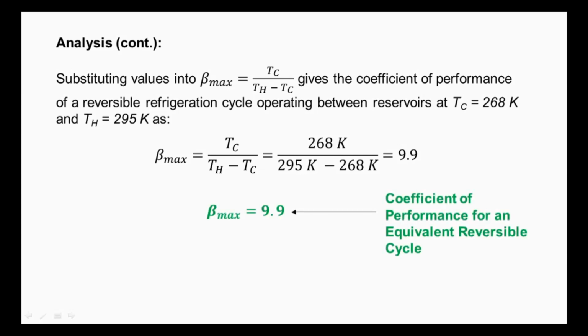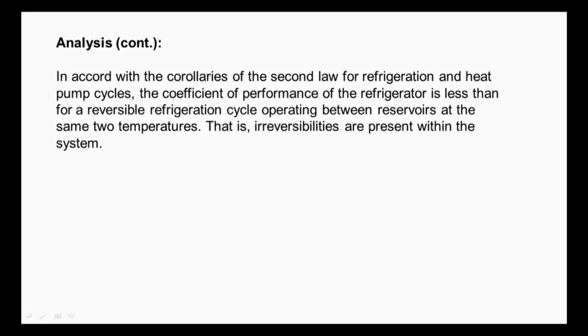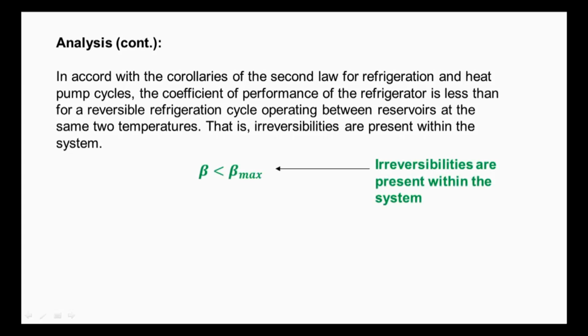This is the second answer we were seeking, namely the coefficient of performance of an equivalent reversible cycle operating between the two specified temperatures. As expected based on the corollaries of the second law for refrigeration and heat pump cycles, the coefficient of performance of the refrigerator is less than for a reversible refrigeration cycle operating between reservoirs at the same two temperatures. This means that irreversibilities are present within the system.